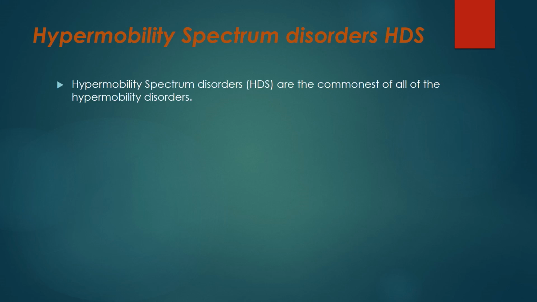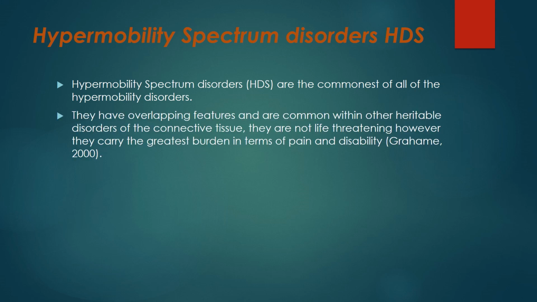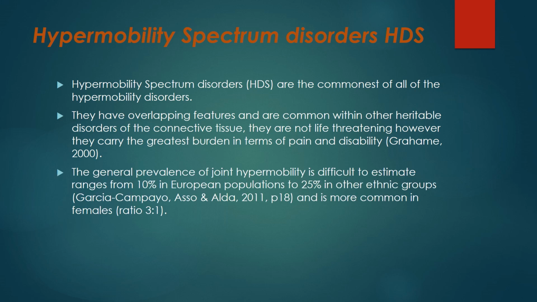The spectrum of disorders are the most common of all hypermobility disorders. They have overlapping features that are common with other heritable disorders of the connective tissue. They are not life-threatening, however they can carry the greatest burden in terms of pain and disability. The prevalence of joint hypermobility is difficult to estimate and ranges in the literature from 10% in European populations to 25% in other ethnic groups, and is more common in females with a ratio of 3:1.